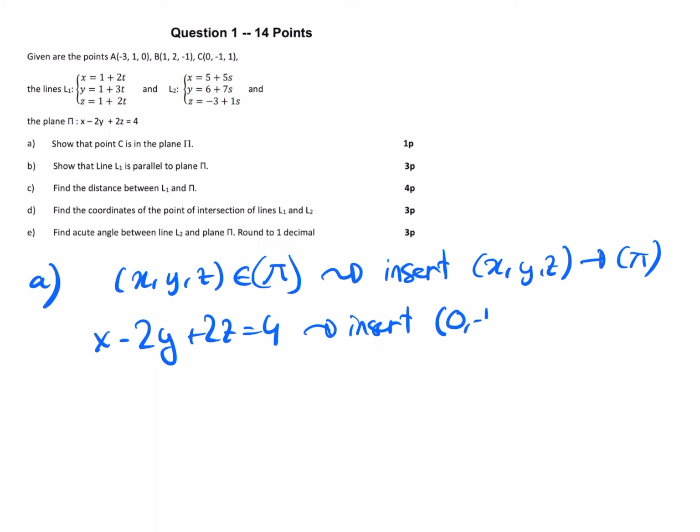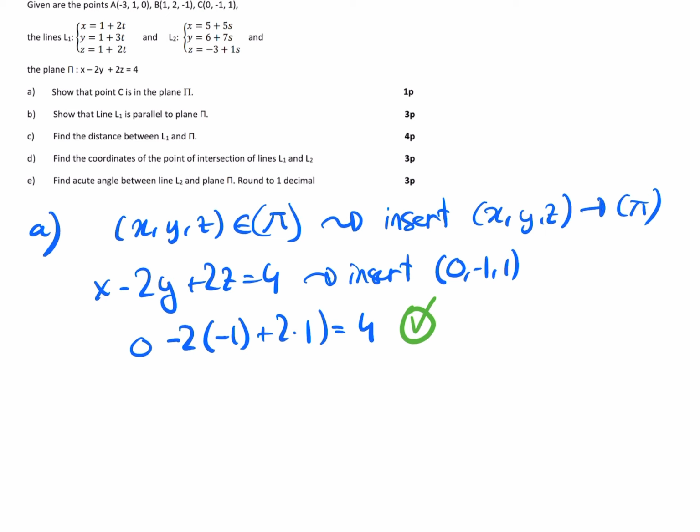C, 0, negative 1, 1, we just have 0 minus 2 times minus 1 plus 2 times 1 is equal to 4, which is always true. Therefore, the point 0, minus 1, 1 belongs to the plane.